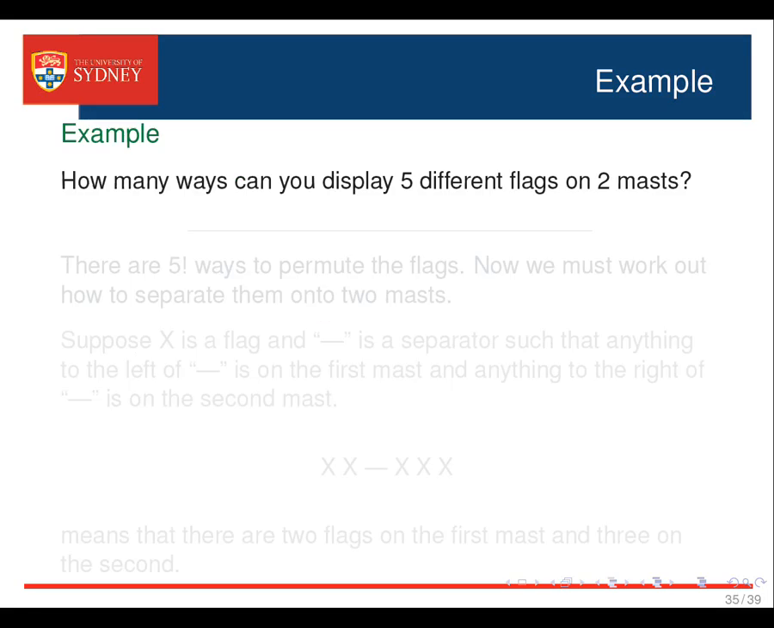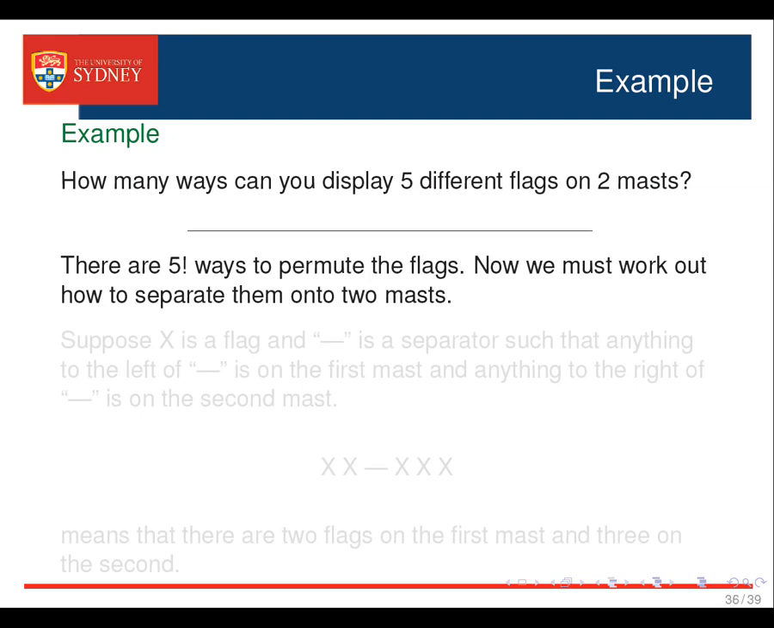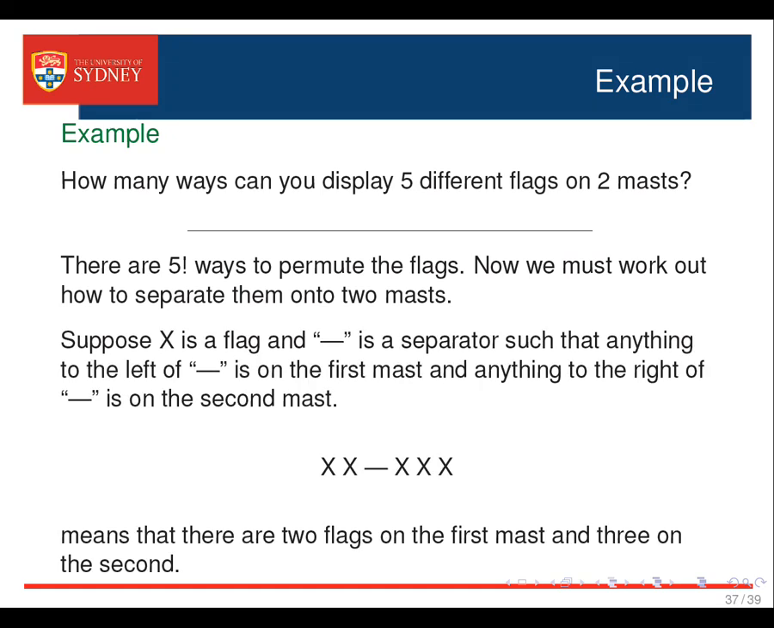In the next example, we want to find the number of ways we can display 5 flags on 2 masts. We know that there are 5 factorial ways we can permute the flags. Now we have to work out how to separate them onto 2 masts. Suppose we use an X to represent a flag and a dash to represent a separator, such that everything on the left of the dash is the first mast and anything on the right is the second mast.